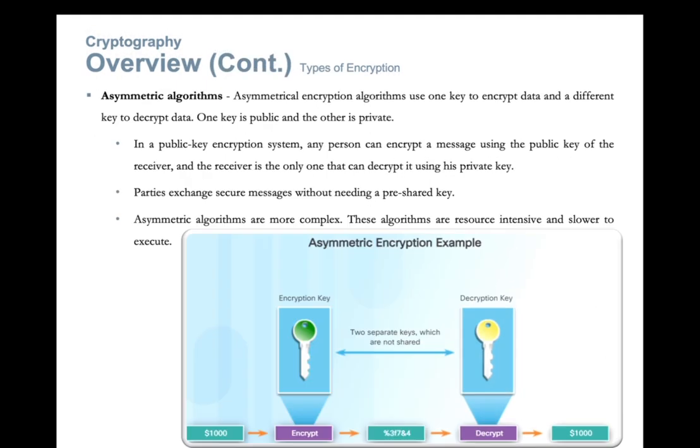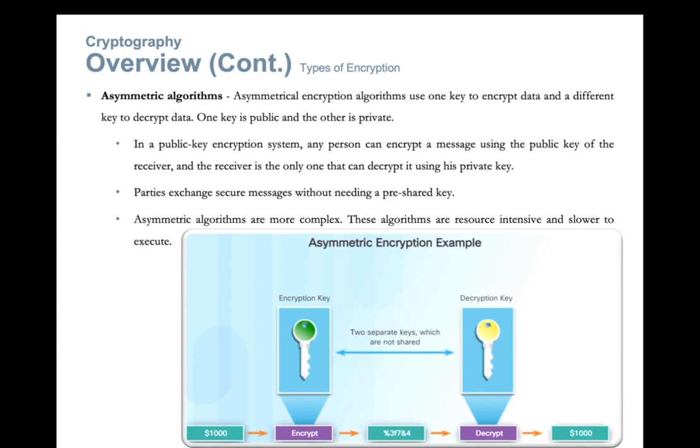Whereas the asymmetric key algorithms use one key for the encryption purpose and another key for the decryption purpose. That means asymmetrical encryption algorithms use one key to encrypt data and a different key to decrypt that data. One key is public and the other key is private.